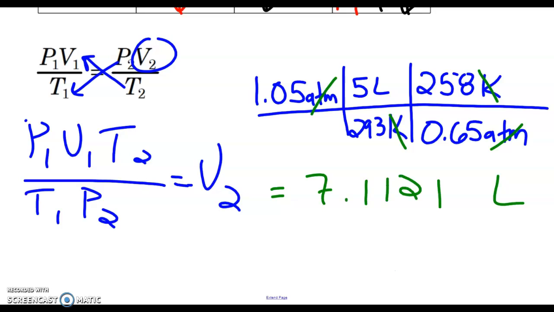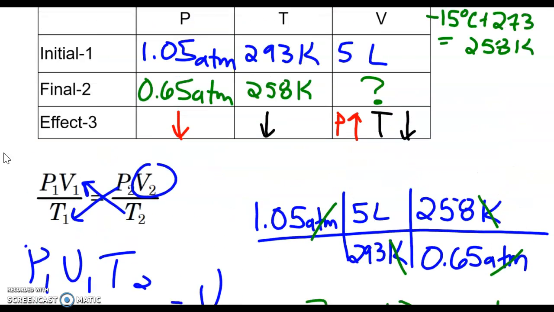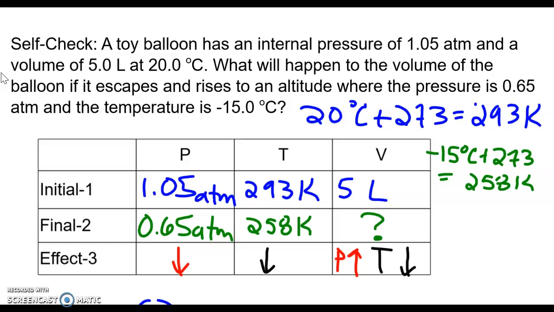7.1121. I need to check for significant figures like I always do. So I'm going to go back to the problem and check it out. We got 3 sig figs over here, 2 over here, 3 over here, 2 over here, and 3 over here. 2 is the smaller number, so I'm going to need to use 2 significant figures in my answer.